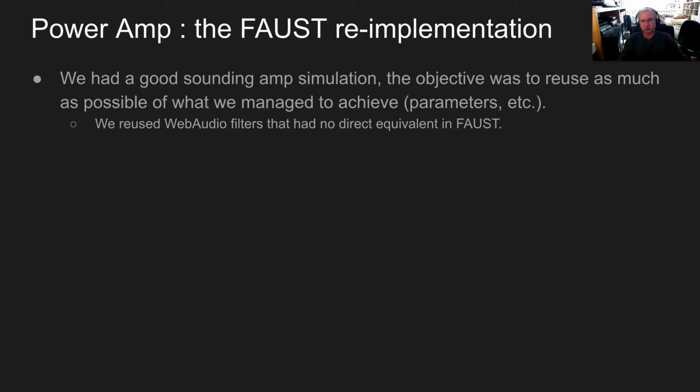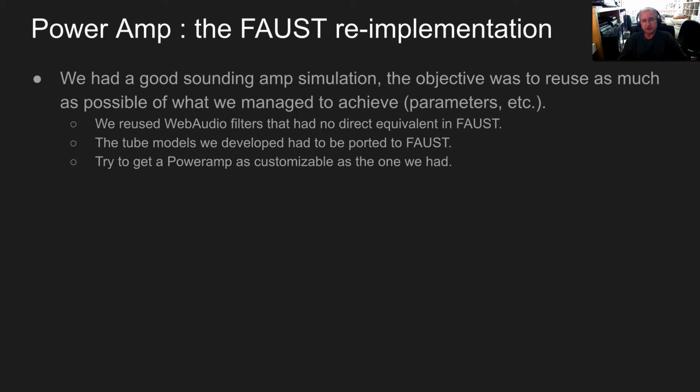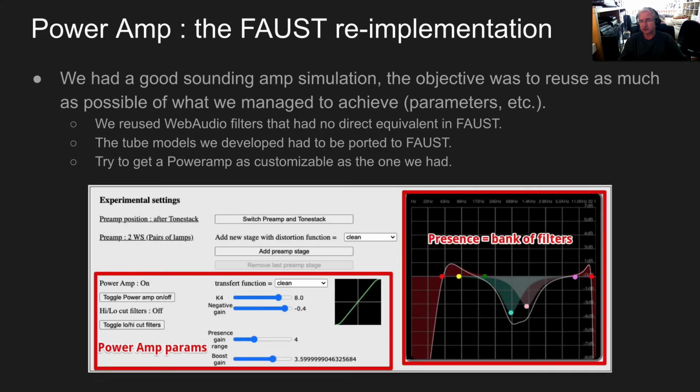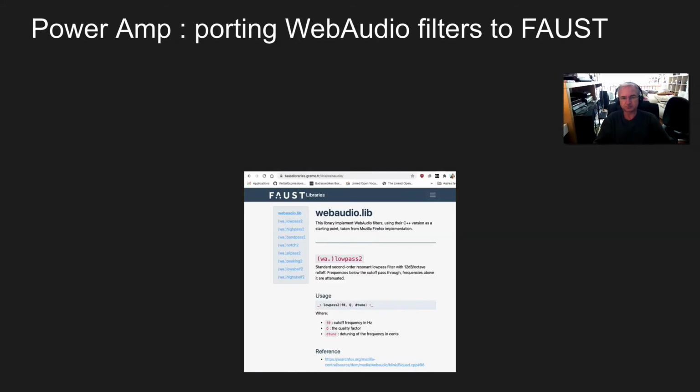WebAudio used some filters from the API that had no direct equivalent in FAUST. Also, the tube models we developed had to be ported to FAUST. So the idea was also to get a power amp as customizable as the one we had. That means being able to tweak the value of the negative gain, control the feedback, adjust the set of filters from the presence, also the range of these filters and so on.